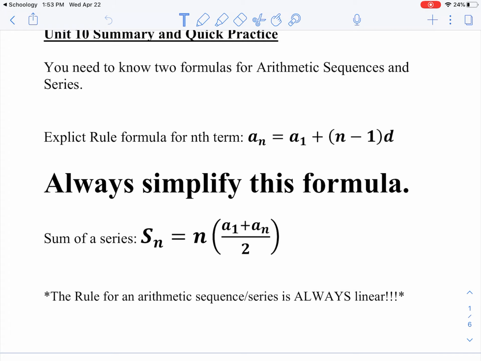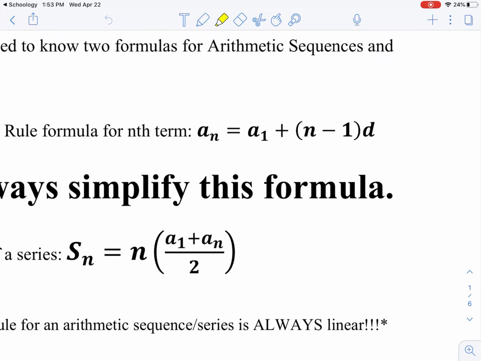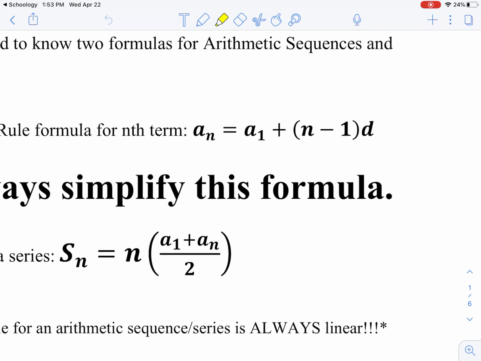There is the explicit rule formula, which is just how to write an equation for the nth term of an arithmetic sequence, which is a sub n equals a sub 1 plus n times the quantity of d. And remember, we want you to put your answer to look like a linear equation in slope-intercept form. So once you get it, distribute whatever d is and combine like terms, and then write it in the form mx plus b, which would be really mn plus b since we have n instead of x.